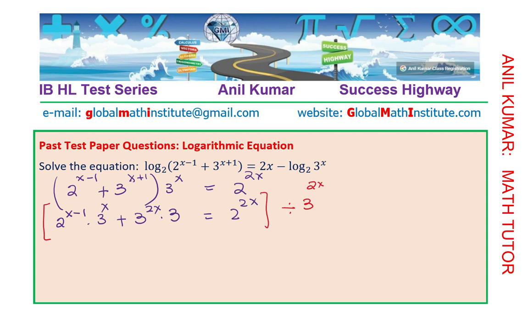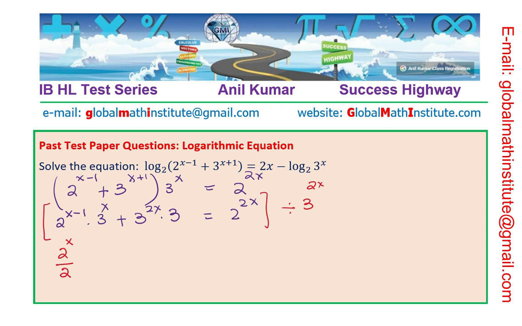So as soon as you do that, we get here 2 to the power of x, and this minus 1 means half, right? Basically, divide by 2. And then here we get 3 to the power of x in the denominator because we are dividing by 3 to the power of 2x, right? Plus here we get 3, equals 2 to the power of 2x over 3 to the power of 2x.